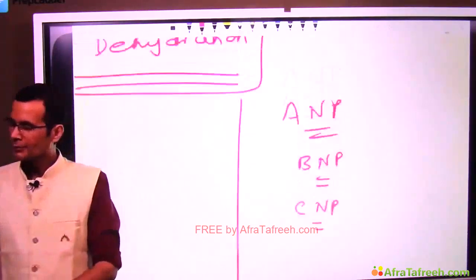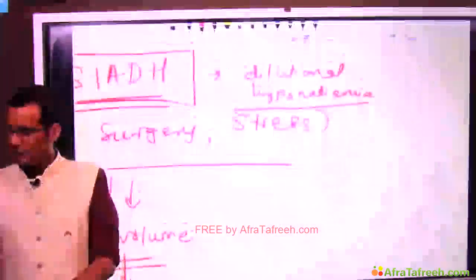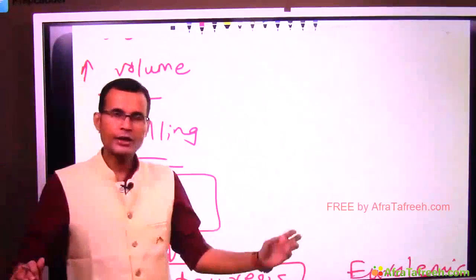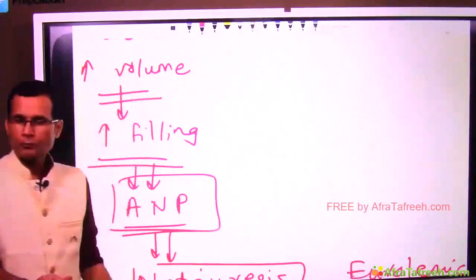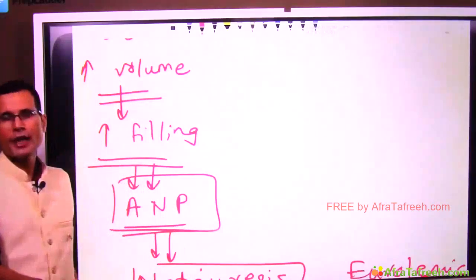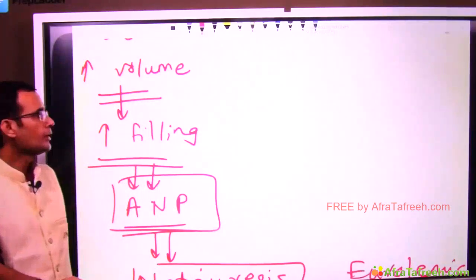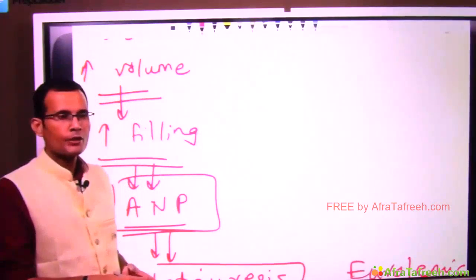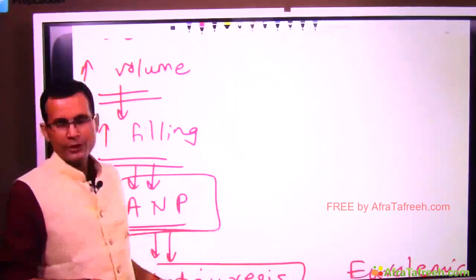I mentioned it here because while we were discussing SIADH, I had mentioned ANP, atrial natriuretic peptide, and therefore I just quickly added the other two as well, which cause natriuresis, loss of sodium. So that was the first section of general physiology, body fluid compartments.